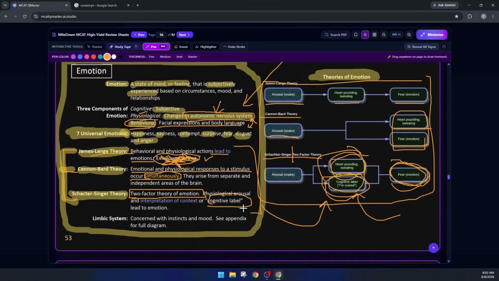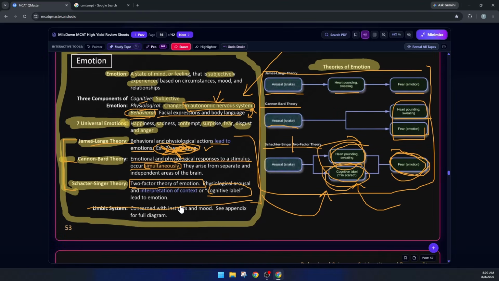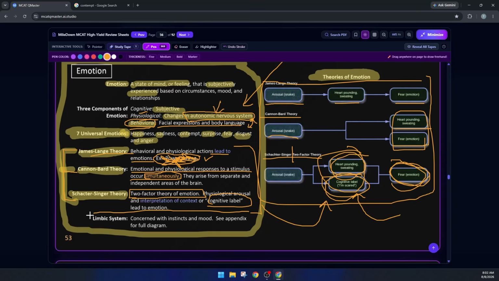Okay, and your limbic system has a lot to do with this. Remember, your limbic system is part of your brain, right? And remember, we did a little bit of the limbic system early in the behavioral sciences chapters. So that's coming back again, but it's coming back for emotion, right? And so it is also concerned with your instincts and mood.